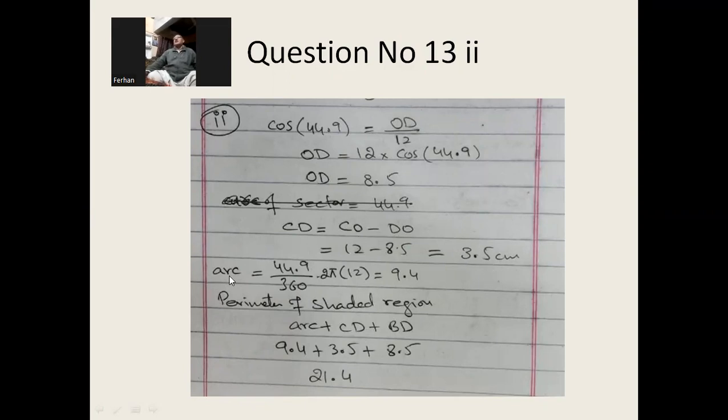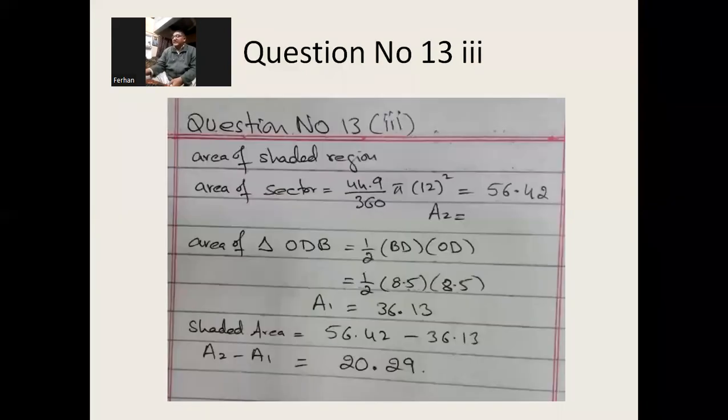So the arc we have already calculated. I just showed it again here, how you found that arc: 44.9 divided by 360, multiplied by 2, multiplied by pi, multiplied by 12, that will be 9.4. The perimeter of the shaded region will be two straight lines and one arc, that will be 9.4 plus 3.5 plus 8.5, so it will be 21.4 centimeters.